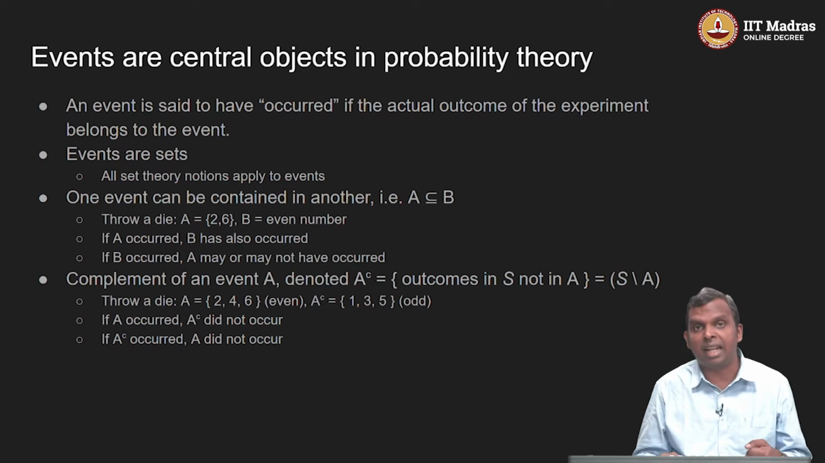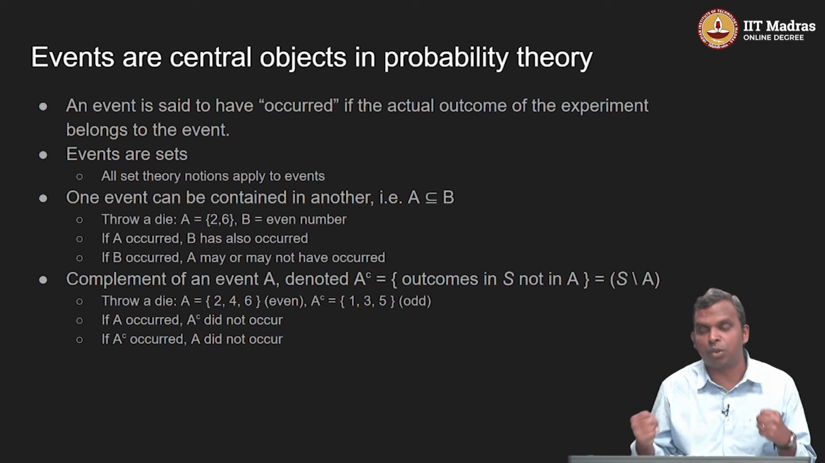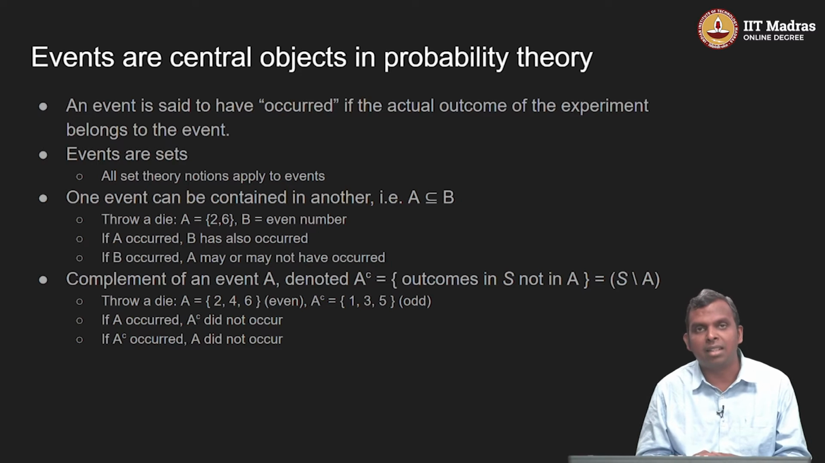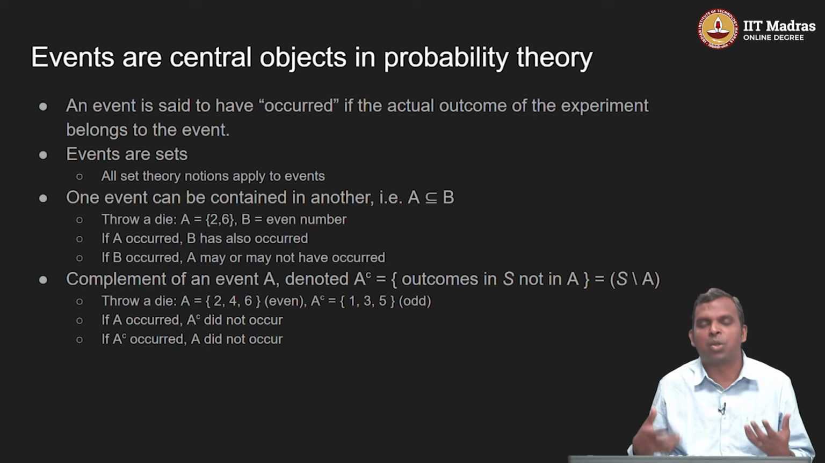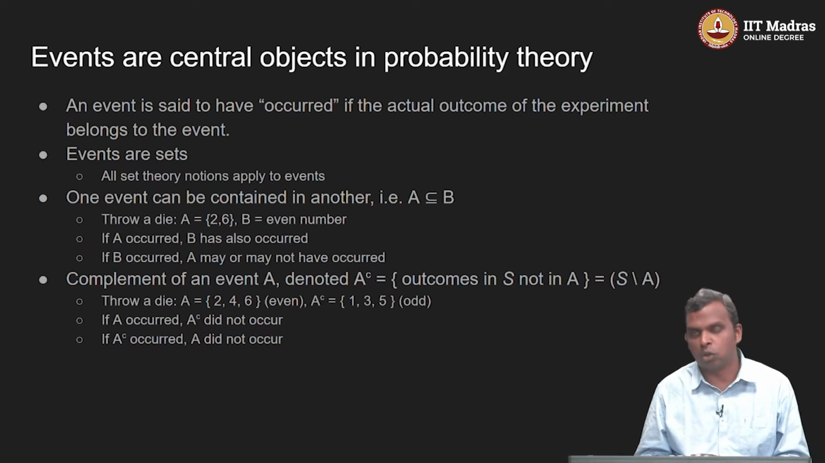So if you have an event A, and if A occurs, definitely A complement did not occur, right? Because all the outcomes in A and all the outcomes in A complement are disjoint, they don't have anything in common. So if A occurred, A complement could not have occurred, right? So notice the connection here. All these things will end up playing an important role as we do computations with events and probabilities. Same thing is true for A complement, because the complement of A complement is actually A itself. So if A complement occurred, A also did not occur.